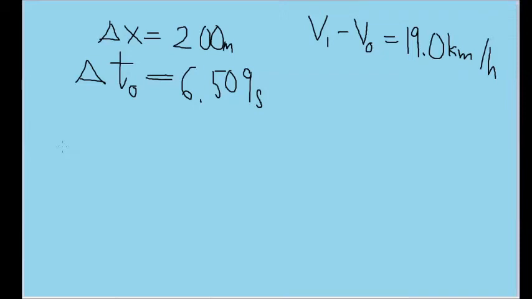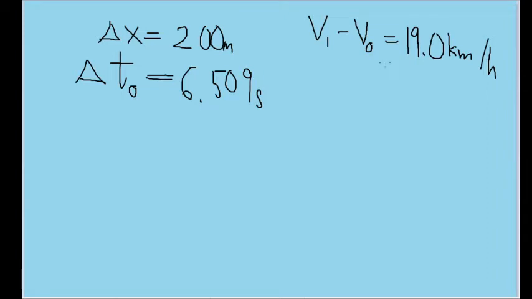According to this problem, Chris Huber achieved the world record speed for a human-powered vehicle through a 200-meter stretch in a time of 6.509 seconds, which I've represented by this t sub 0. Almost 10 years later, Sam Whittingham beat Huber's record by 19 kilometers per hour, which I've written as the difference between v sub 1 and v sub 0.